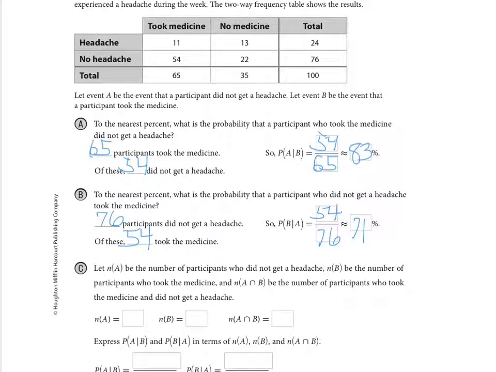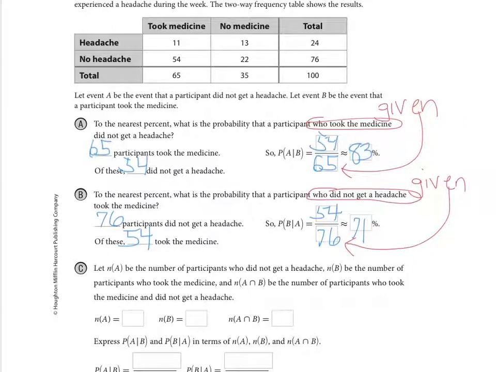So please take note that part A is asking what's the probability that a participant who took the medicine, so this wording right here is indicating my given, did not get a headache. And then part B is what is the probability that a participant who did not get a headache, notice that's my different given amount. And whatever that given condition is, that's what's going to lead to my denominator of the totals.